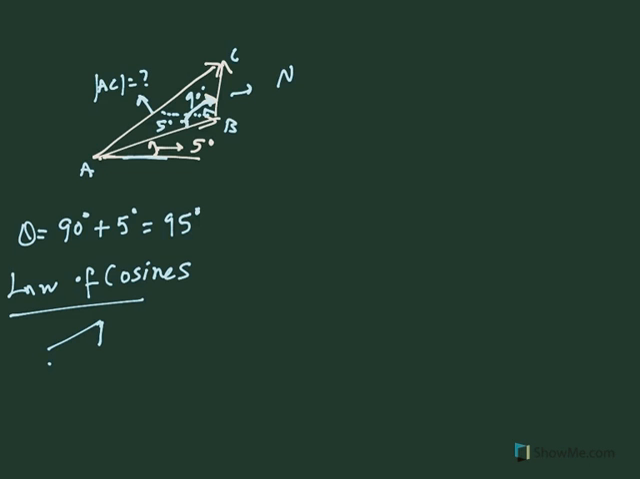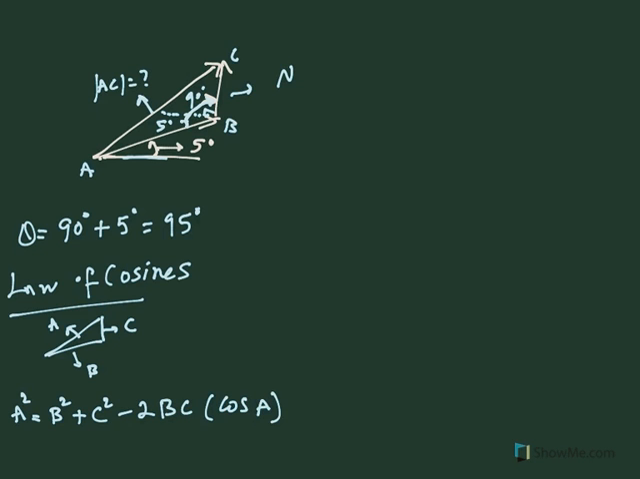And I'm going to call each side, let me clear this. So I'm going to call vector AC as side A, and vector AB as side B, and vector BC as side C. And the law of cosines states that A squared is equal to B squared plus C squared minus 2BC times the cosine of A, which is this angle.